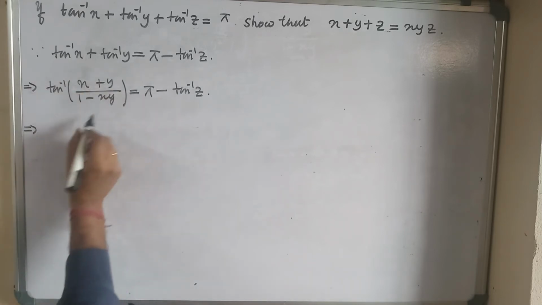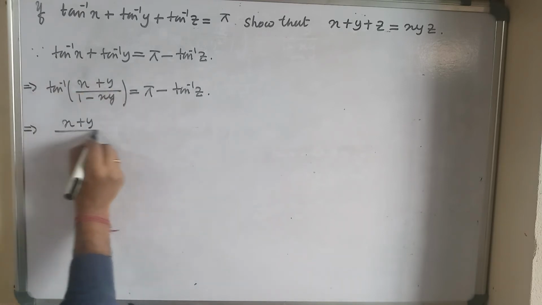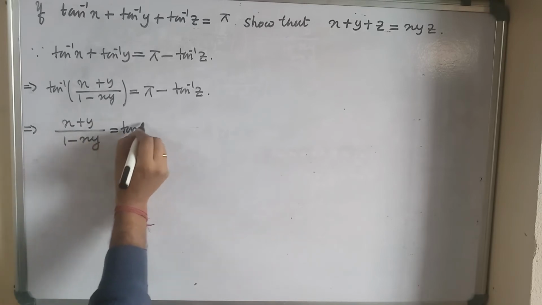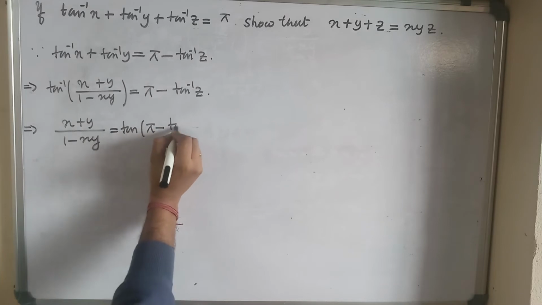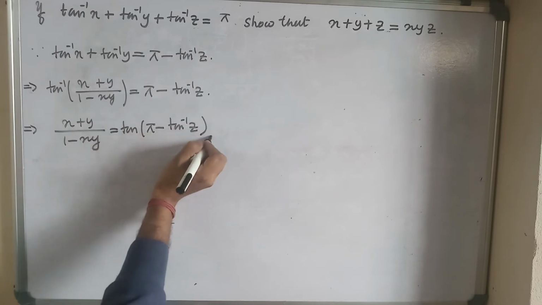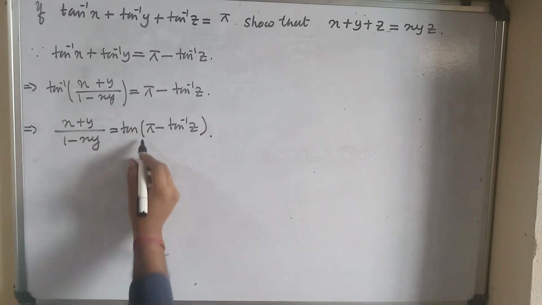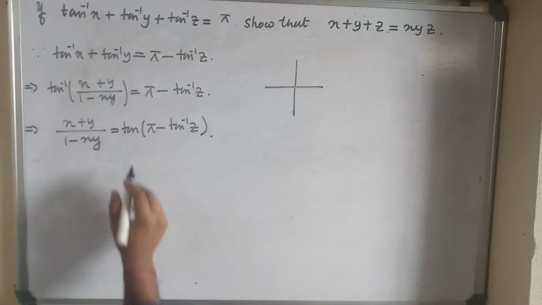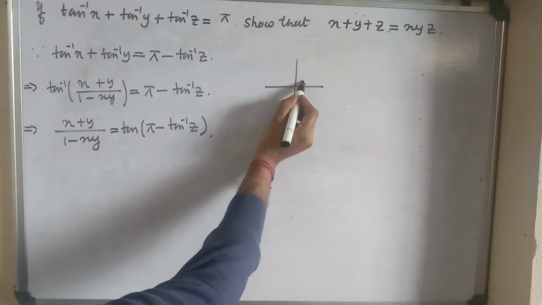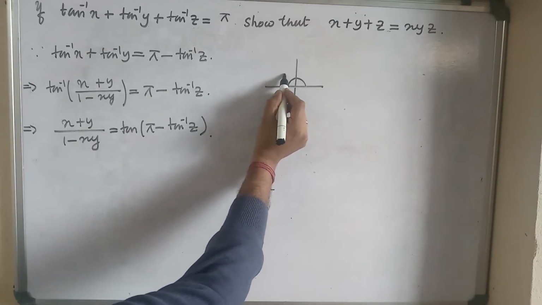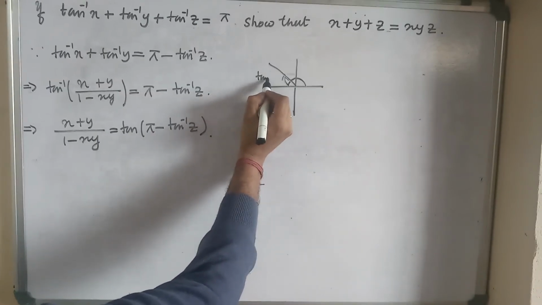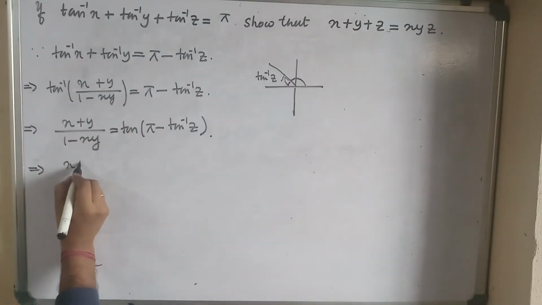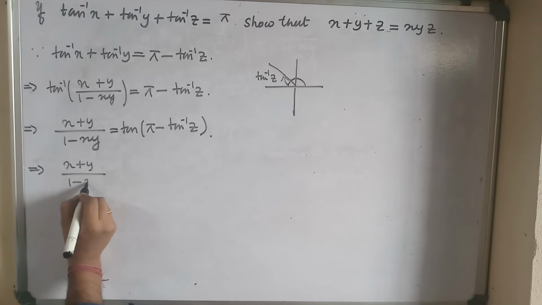Now I'll bring this quantity over here, then (x+y)/(1−xy) = tan(π − tan⁻¹z). Now this lies in a quadrant. Using the concept of the quadrant, tan(π − tan⁻¹z): π − tan⁻¹z lies in the second quadrant, and in the second quadrant tan is negative.